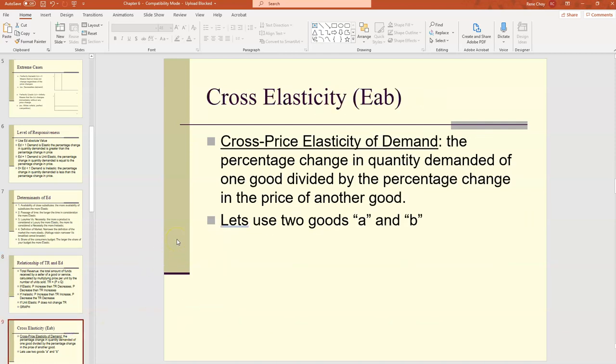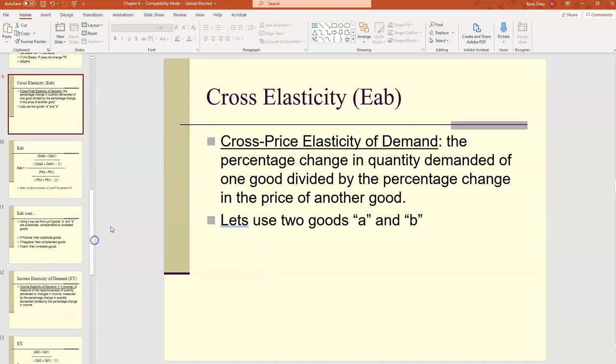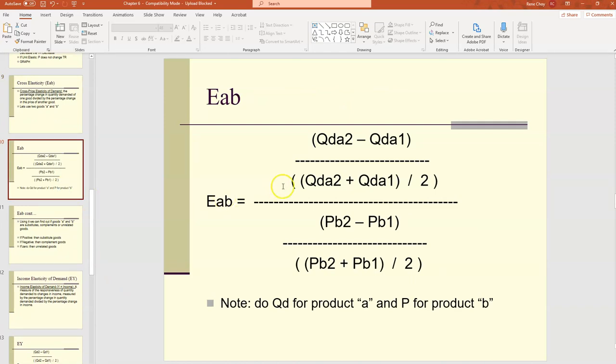All right, let's talk about the second elasticity. This elasticity is what we call cross-price elasticity of demand. In this one, we're looking at the percentage change in quantity demanded of one good, and how that compares to the price of another good. So cross-price elasticity uses two different goods. In this case, we have the percentage change in quantity demanded of good A compared to the price of good B.